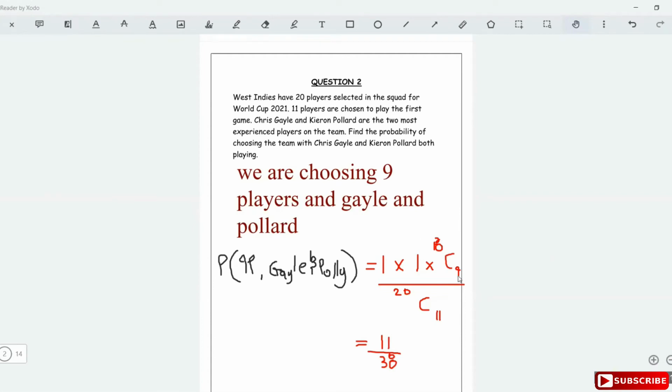Again, remember we choose 9 because Gayle and Pollard are already chosen. Gayle did it 100%, Pollard did it 100%. And so now you only have 9 to choose from out of 18. Then you divide it by the total possibility. Remember, that's how we find probability.